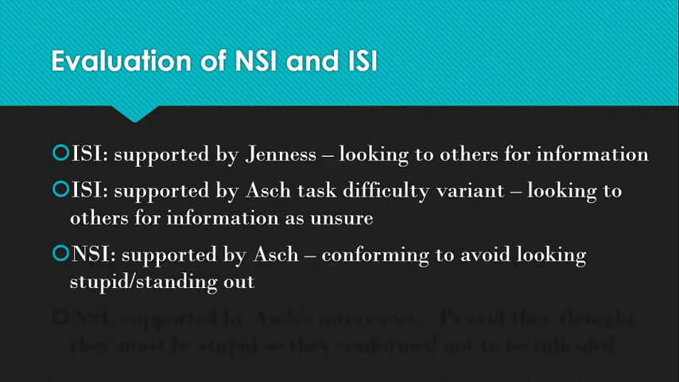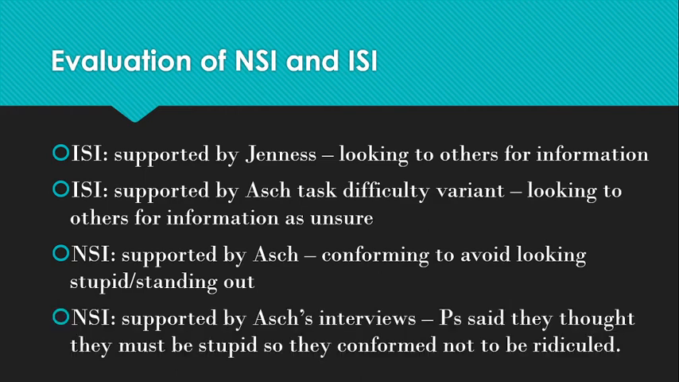Then if we look at normative social influence, the idea of normative social influence is supported by Asch, where you're conforming to avoid looking stupid. That's the original Asch study where they're giving the absolutely obviously wrong answer because they don't want to look silly. Equally, it's supported by the interviews that Asch did after that first study of his, where he interviewed people and asked, why did you give an answer that's obviously wrong? And they were saying things like, if everyone else said that, I must be stupid, so I'm going to give that answer too, so I don't get made fun of. So Asch's study supports normative social influence, but it's further supported by what people said in the interviews after that study, where they're really talking about normative social influence.